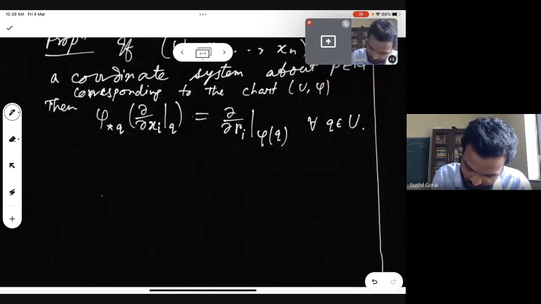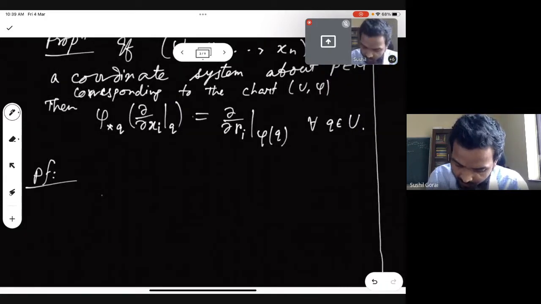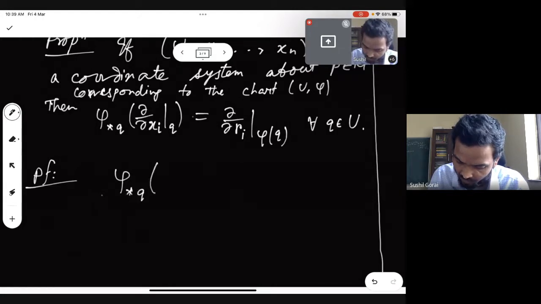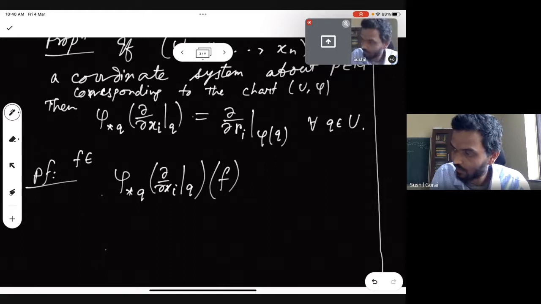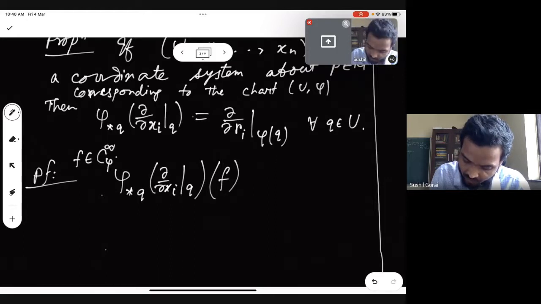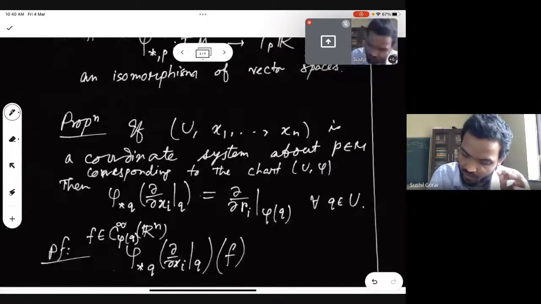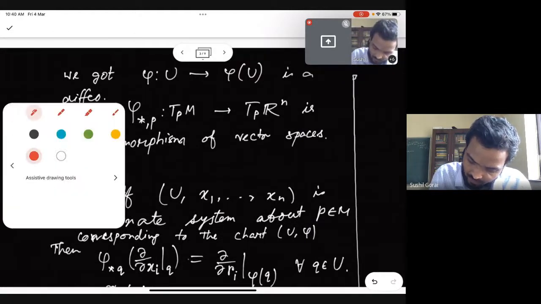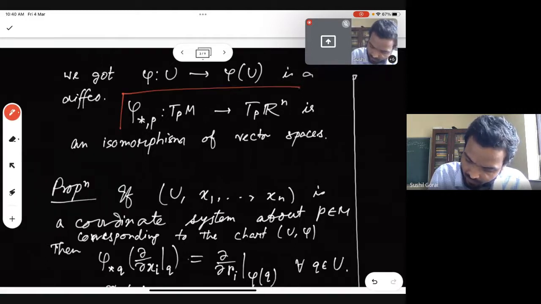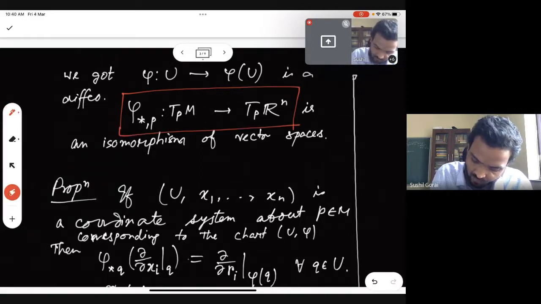Well, let's try to prove it. So proof. We look at the left hand side, phi star at q, del by del xi at q acting on f, right? So where does f belong? f belongs to C infinity of phi(U), Rn, right? So this phi star map is from where to where? Let's go back again. This is very important. So phi star maps here to here.